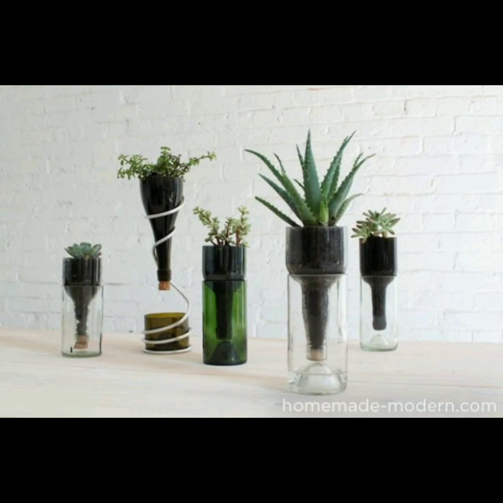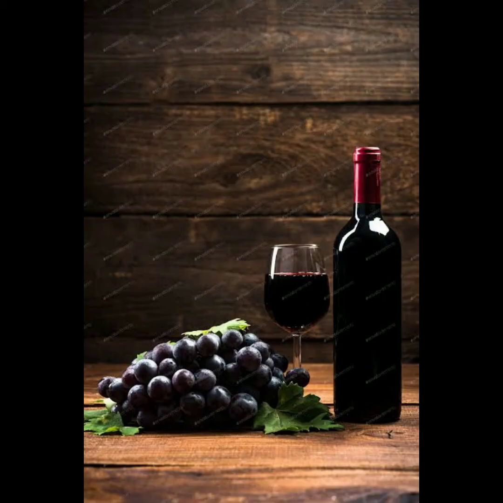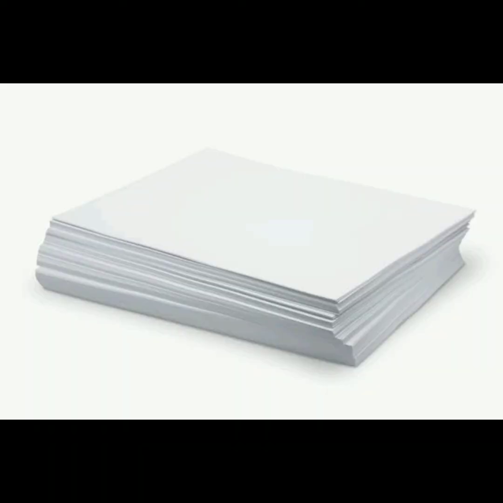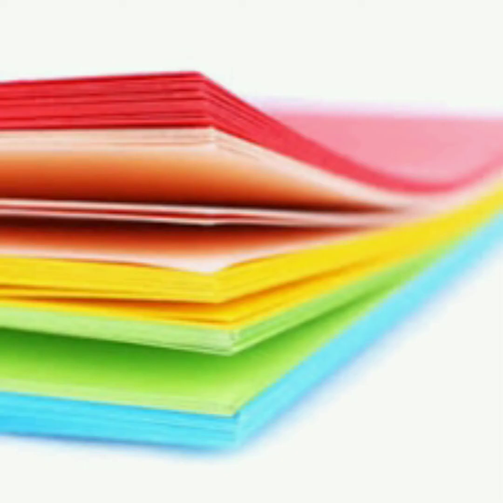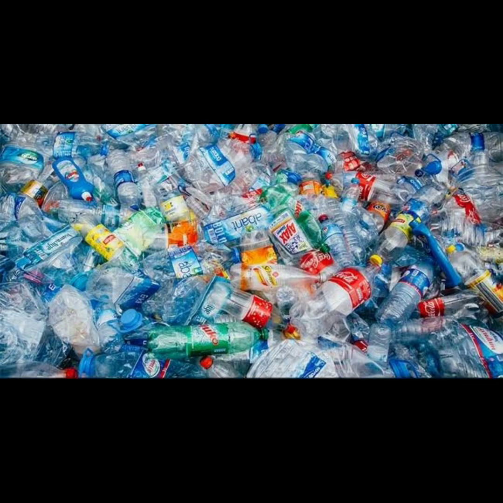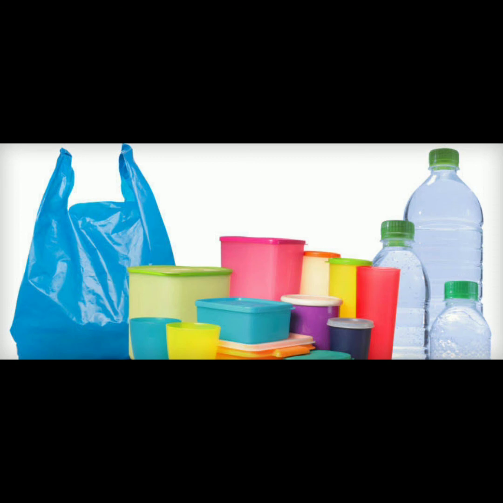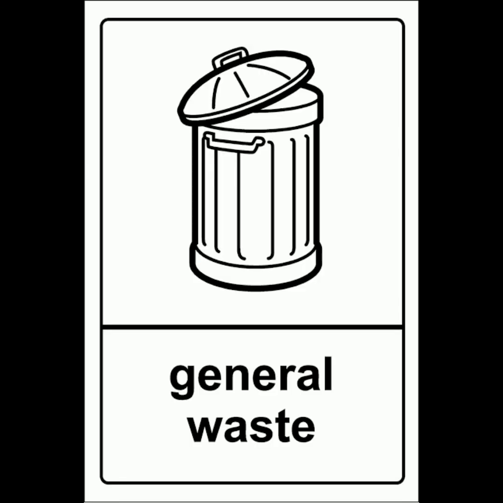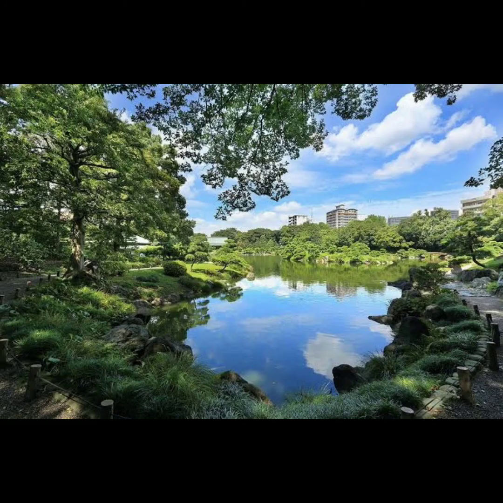Glass recycling. The waste glass is used to make new glass bottles. Paper recycling. The waste paper goes to make new paper. Plastic recycling. The waste plastic goes to make new plastic things. General waste. This type of waste is buried and will pollute the soil and groundwater.